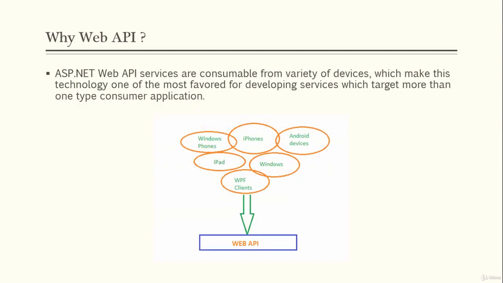Now, why we should use Web API? Well, these days there are devices which can connect to internet. And when these devices connect to internet, they need to get some kind of data from a variety of data stores. Now, to help these applications to get data from data sources, these applications need some kind of services. And ASP.NET Web API is the best fit for that. So there can be different kinds of client applications, like running on Windows phones, iPhone, Android, iPad, Windows, or a WPF client. All these can consume ASP.NET Web API.